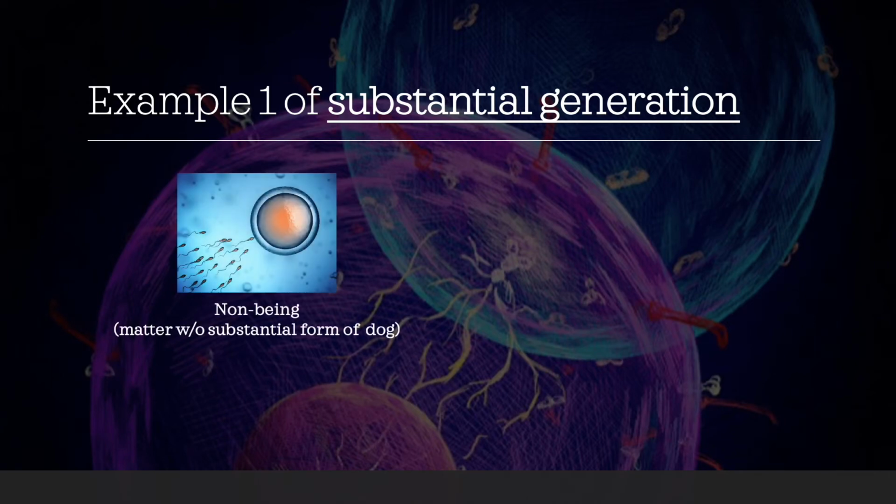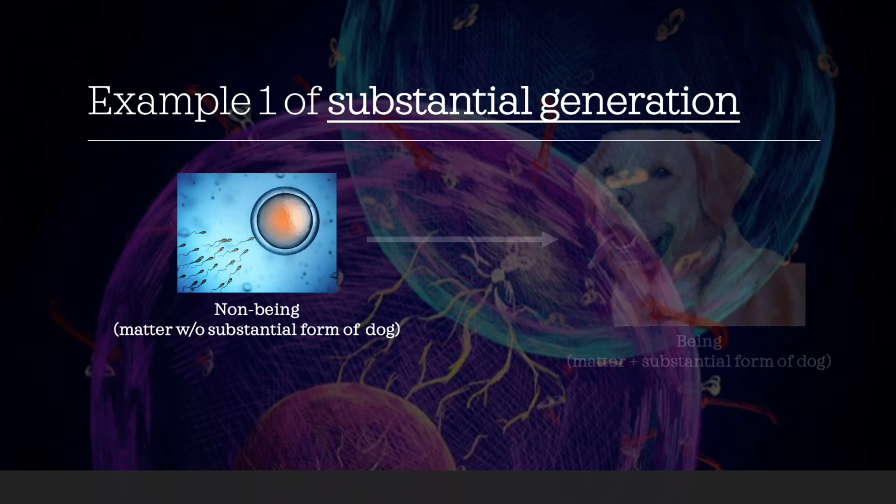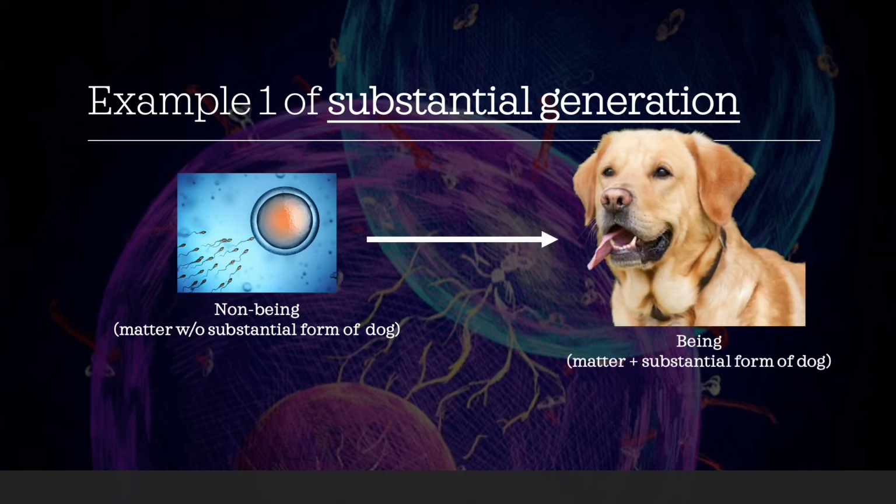So first we have sperm and egg. This is non-being, not simply speaking, obviously, because sperm and egg aren't purely nothing. But it is non-being in this sense. It's matter without substantial form of a dog. But then through substantial generation, we get the being of a dog. This is the same matter plus substantial form of a dog.